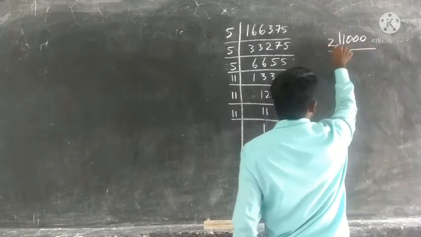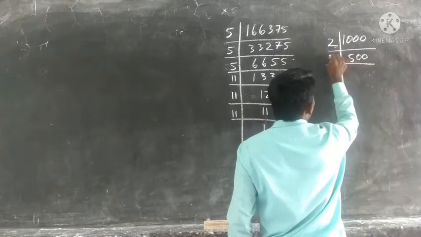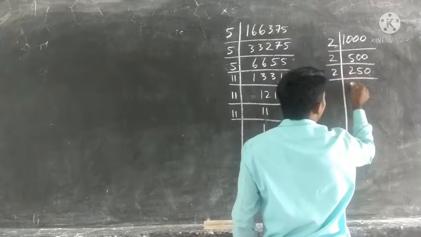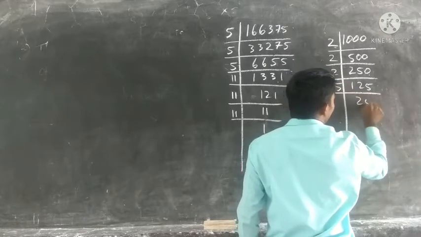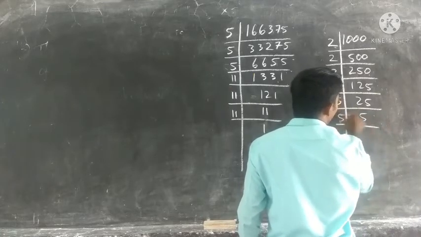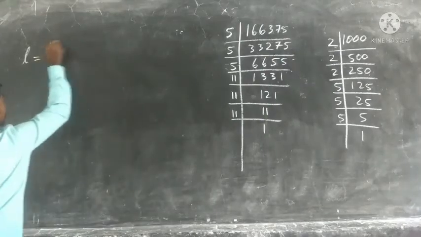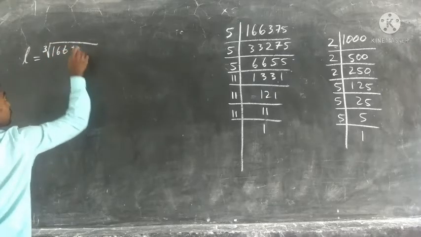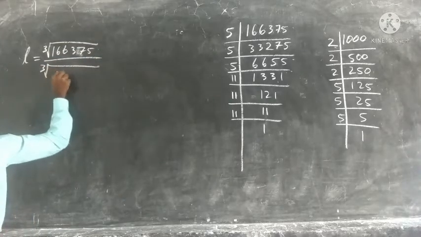1000 can be divided by 2. We get 500. 500 we can divide by 2. We will get 250. 250 we can divide by 5. We will get 125. 125 we can divide by 5. We will get 25. 25 we can divide by 5. We will get 5. 5 we can divide by 5. We will get 1. L is equal to cube root of 166,375 divided by cube root of 1000.